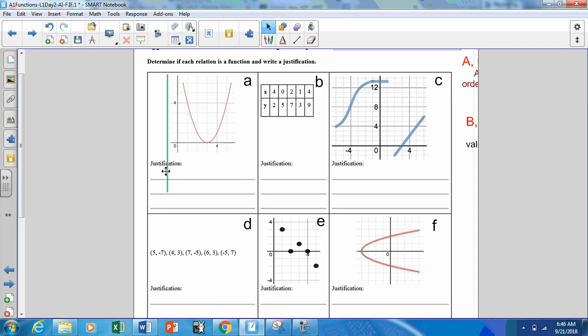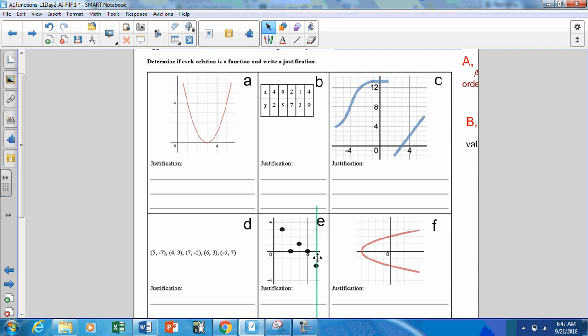Let's try C. Notice that the green line is only being touched once. C in fact passes the test as well. Shift down to E. It hits one time, one time, one time, also one time. E passes the vertical line test. But wait, here we go. F, ooh, F is violating the vertical line test. So we know without a shadow of a doubt that F does not pass the vertical line test.